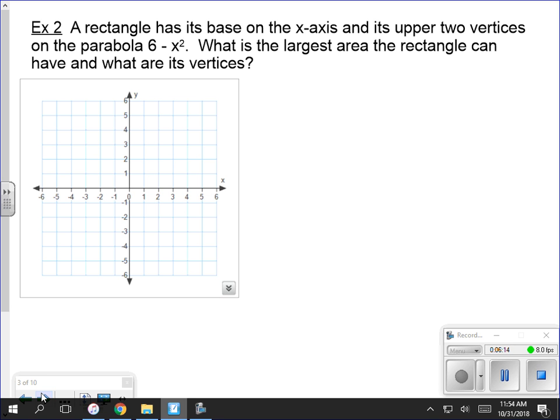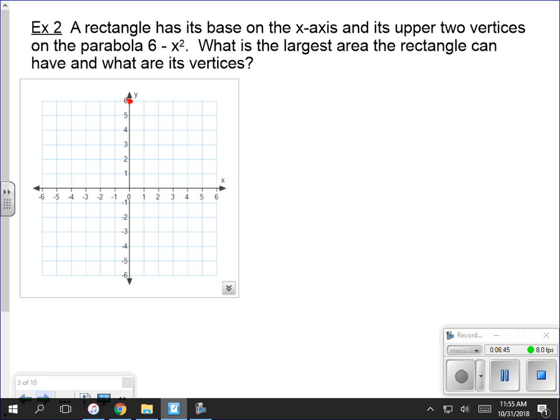So, example number 2. A rectangle has its base on the x-axis and its upper 2 vertices on the parabola 6 minus x squared. First thing you want to do is kind of sketch the parabola in. Well, our y-intercept is going to be 6. Our x-intercept is going to be plus and minus the square root of 6.